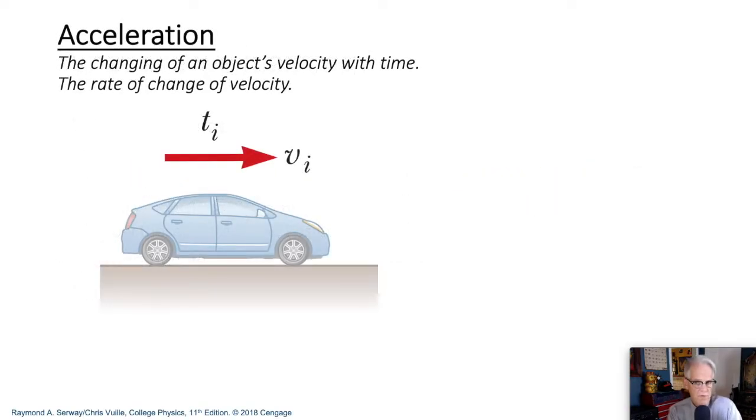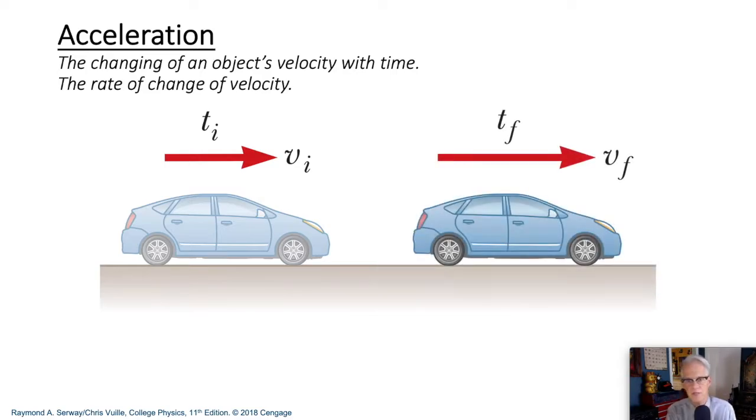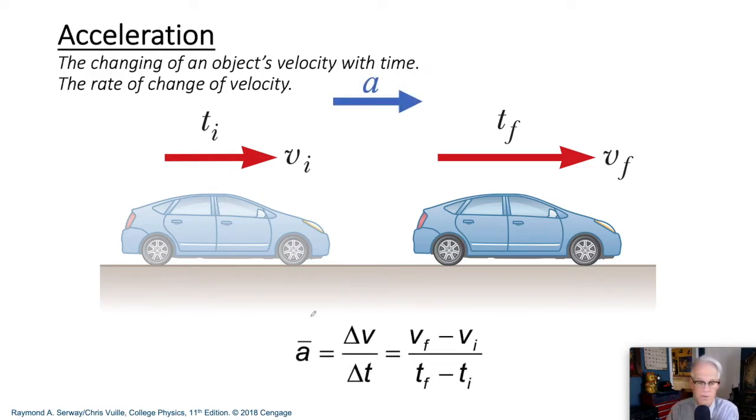So a car moving to the right changes its velocity from some initial time to some final time. When you press on the gas pedal or the accelerator pedal, the car speeds up. The changing of an object's velocity with time is called the acceleration. Acceleration is a vector quantity. In this case, the acceleration is positive. We will define acceleration as the change of velocity over the change in time.